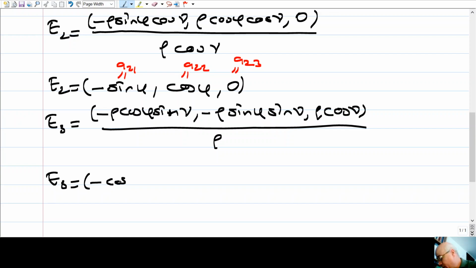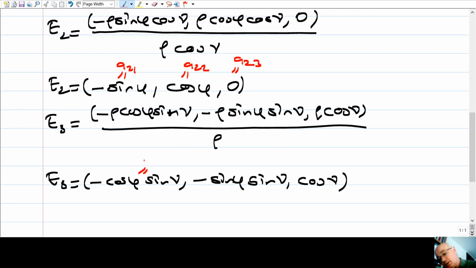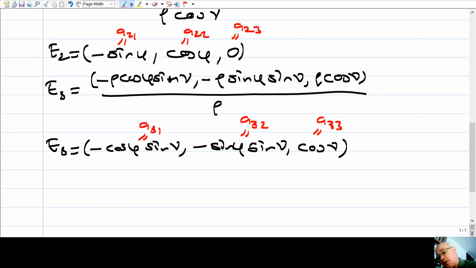Minus cosine phi sine nu, minus sine phi sine nu, and cosine nu. So this is A31, this is A32, and this is A33. So we have computed the matrix, the attitude matrix Aij.